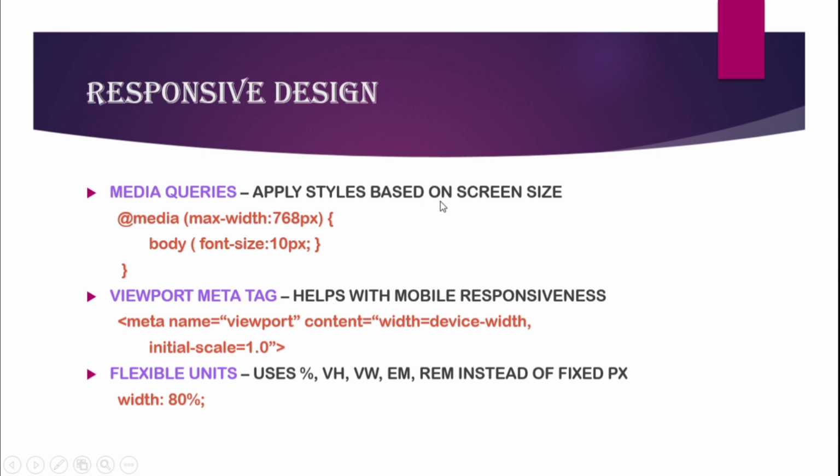Then we have flexible units, like using percentage, vertical height, vertical width, rem instead of pixel. Pixel is nothing but a fixed value. But if you use percentage, you can mention 80%. What is 80%? The entire screen size will be considered as 100%, and we want any item that we have added, like you can consider a card that I've created. Okay, and I want that card to take a space of 80% of the entire width. Then I can add width equal to 80%. So the entire screen width will become 100%, and I only want to take 80%. This is nothing but a flexible unit.